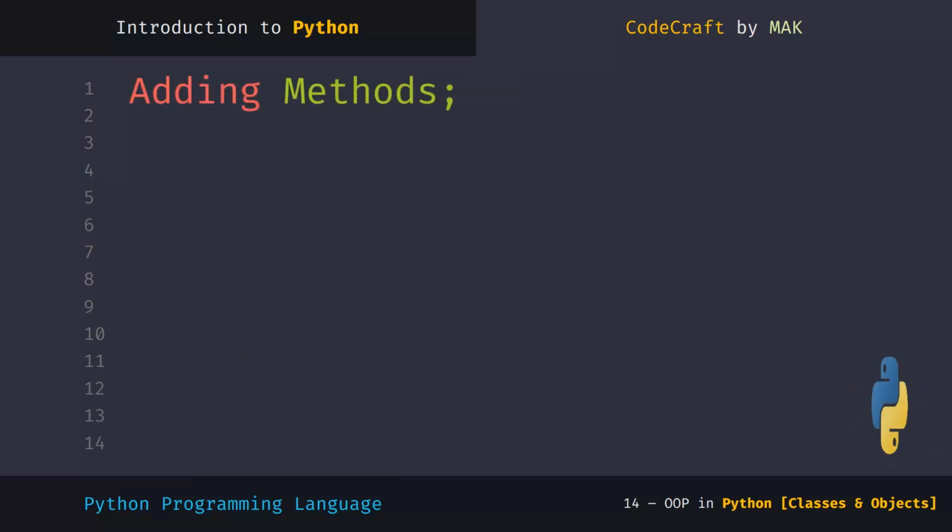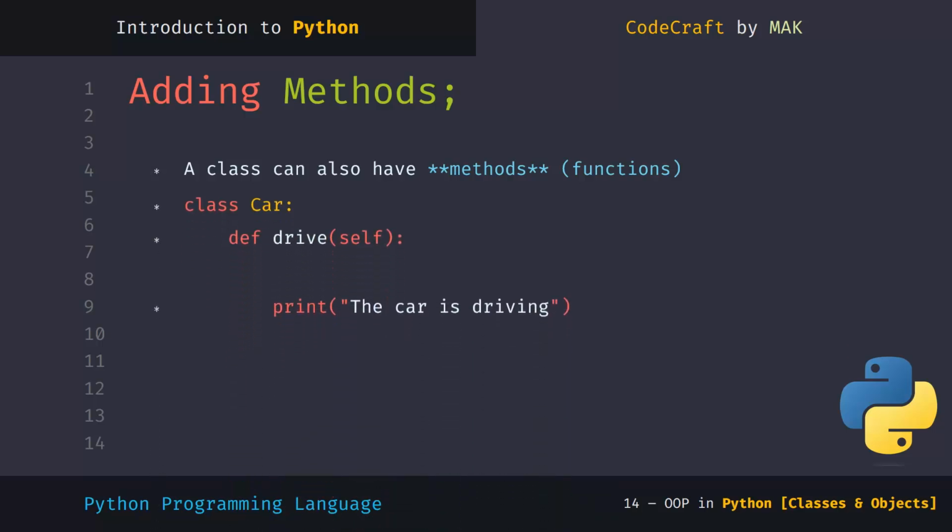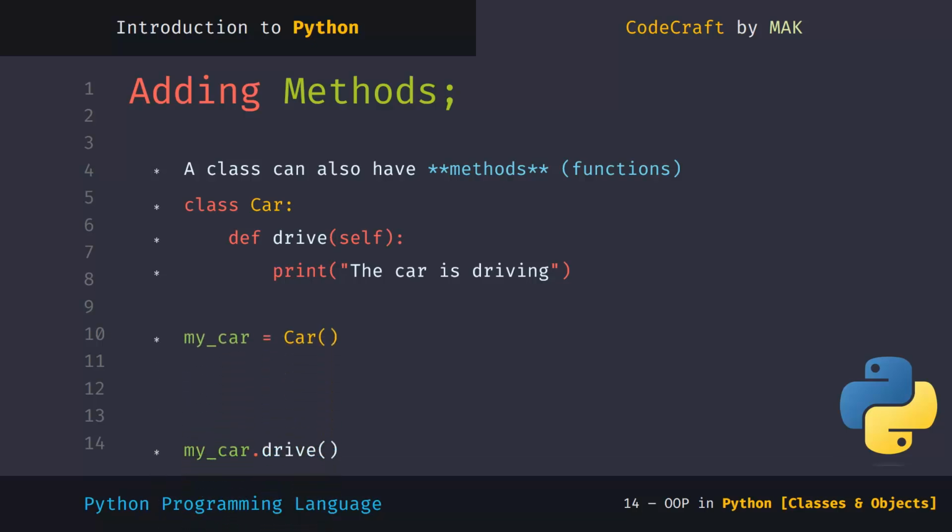Adding methods: a class can also have methods or functions. For example, class Car: def drive(self): print("The car is driving"). my_car is an object of Car, and my_car.drive() will print the statement "The car is driving." Now my_car is using the function of class Car.